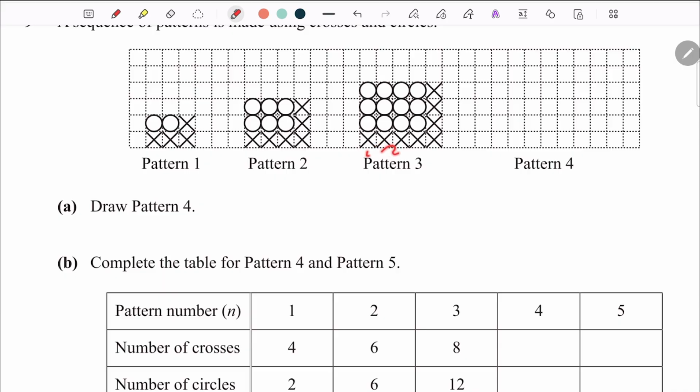And here we have 1, 2, 3, 4, 5. That is also 3 plus 2, which is equal to 5. So here we have to draw pattern 4. Pattern number plus 2, 4 plus 2 is equal to 6. These are the number of horizontal X's. I'm going to draw 6 horizontal X's.